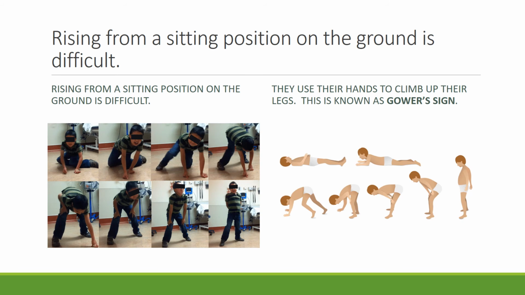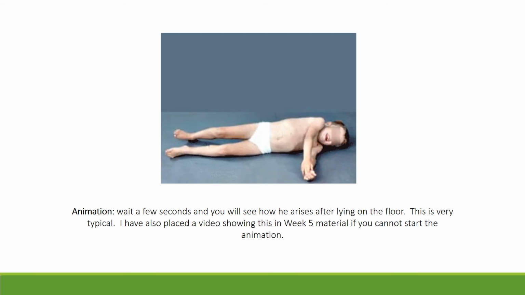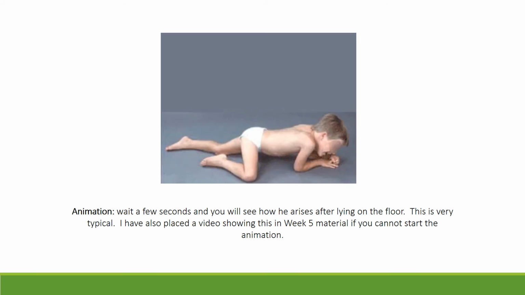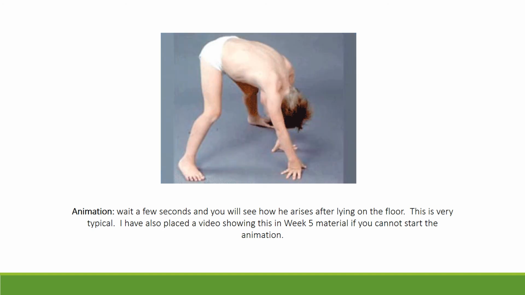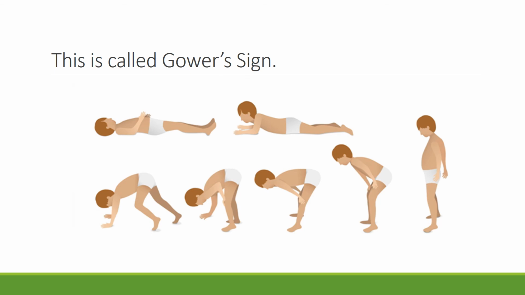Children with muscular dystrophy have difficulty rising from a sitting position on the ground. You can see on both the left and the right, the way that they get up from sitting on the ground is uncharacteristic. The problem is they have muscle weakness and cannot get up in the normal fashion. If this animation is in slide position, you should be able to wait a few seconds and see this young man arising after lying on the floor. It's very typical. I've also placed a video showing this same trait known as Gower's sign in week 5 material if you cannot start the animation. I just mentioned the name of this trait is Gower's sign.